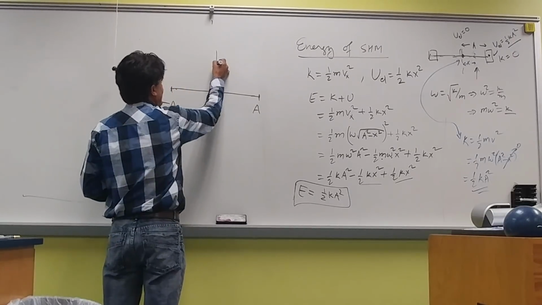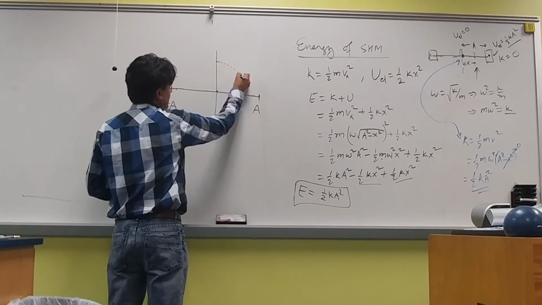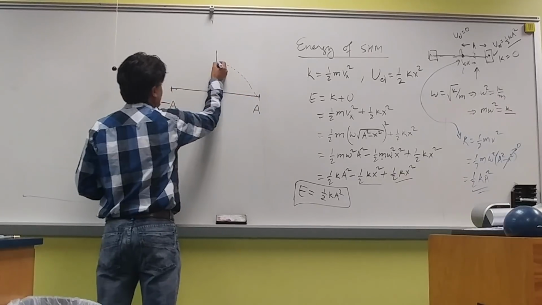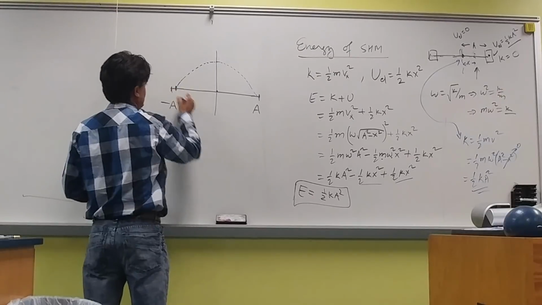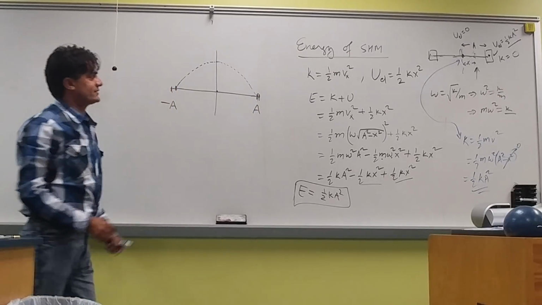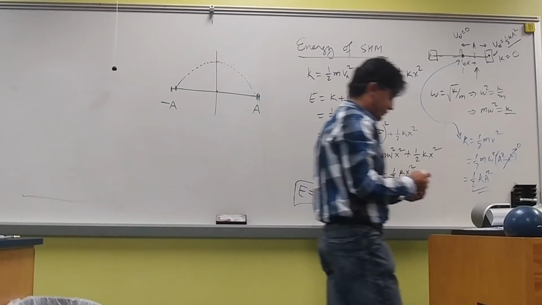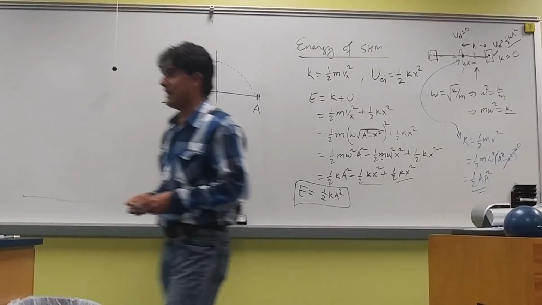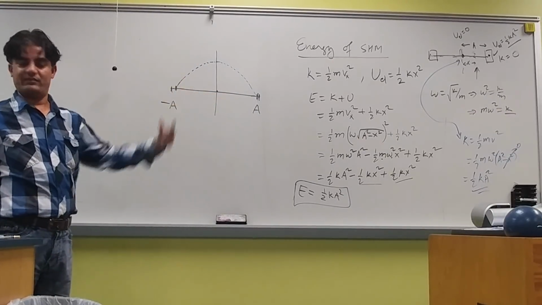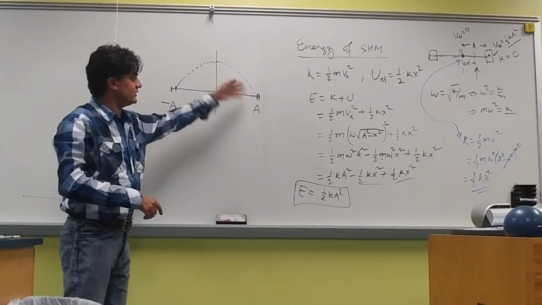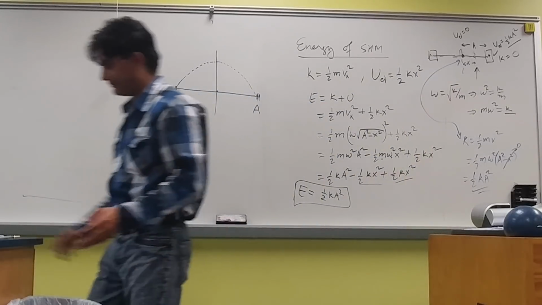Kinetic energy at the center will be maximum, but at A and minus A, it will be 0. But your potential energy will be maximum at the ends, and it goes parabolic because it's a square. It doesn't go in a straight line, but it will be a parabola.